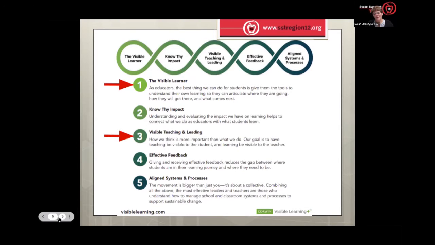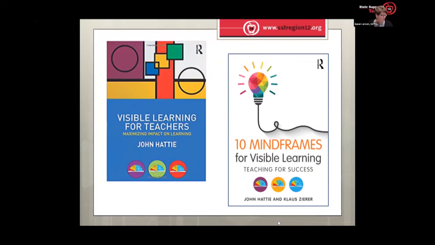We also wanted to highlight a couple of books. Both of those are sitting on my desk right now, but Jon Saphier has written 2 books, Visible Learning for Teachers, which is maximizing impact on learning, and then the 10 mind frames for visible learning, teaching for success. And he continues, every time I hear him, there are new meta-analyses available that he talks about, and you'll be able to hear him here in a minute if you have not.